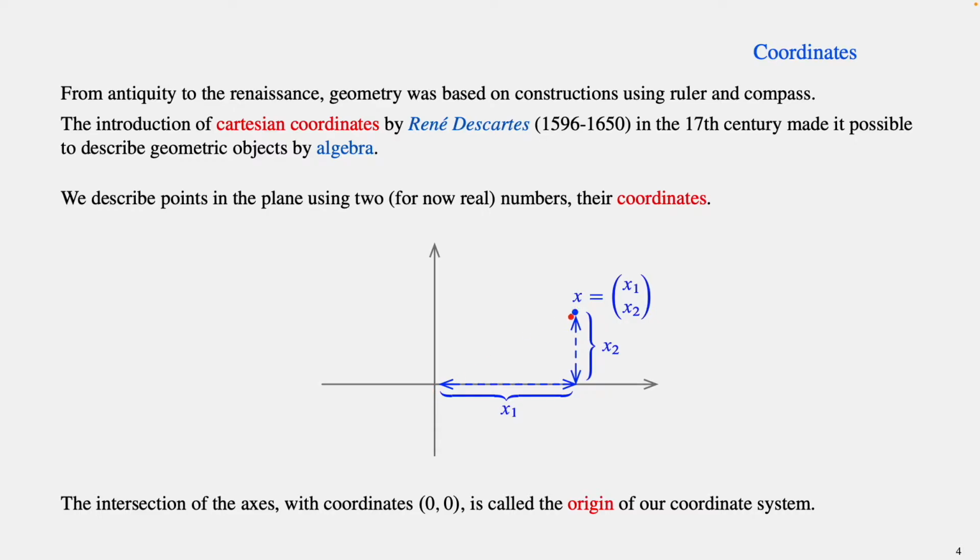And then for any point, here we call this point x, for any point in the plane, we assign two coordinates to it, namely x1 and x2, where x1 is the distance we have to go along the first axis, and x2 is the distance we have to go along or parallel to the second axis in order to precisely reach our point x. With these two numbers we can uniquely identify any point in the plane, and so we obtain our coordinates to describe points in the plane.